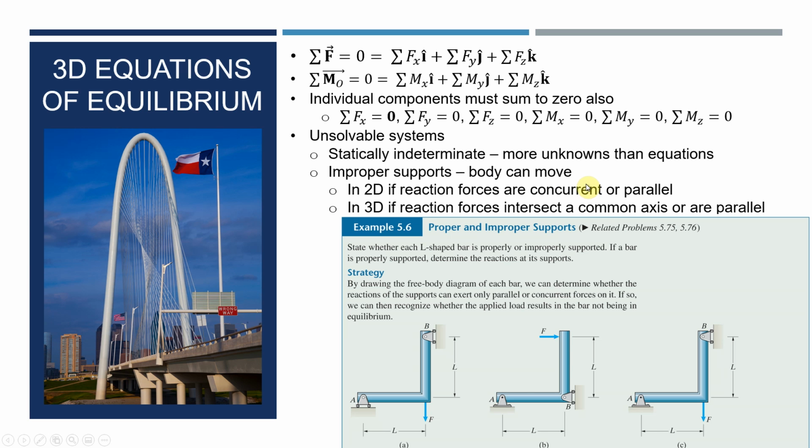Improper supports. The body can move in 2 dimensions if the reaction forces are concurrent or parallel, and in 3 dimensions if the reaction forces intersect a common axis or are parallel. And a door is a good example of that. Things that can move, like a door, have, quote, improper supports. Now, obviously, a door is very useful. You open and close it. It's intended to move. That's fine.